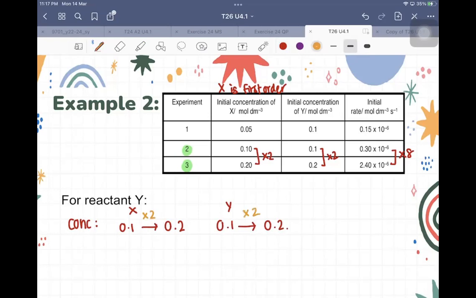So the combined effect is the rate goes from 0.30 times 10 to the power of minus 6 to 2.40 times 10 to the power of minus 6, and this is an increase by a factor of 8. We know already that X is first order.